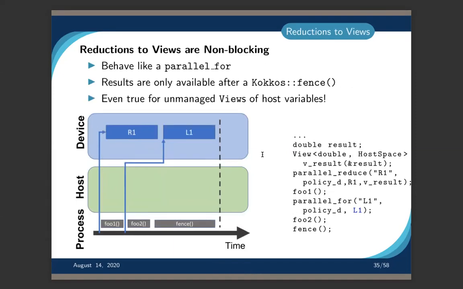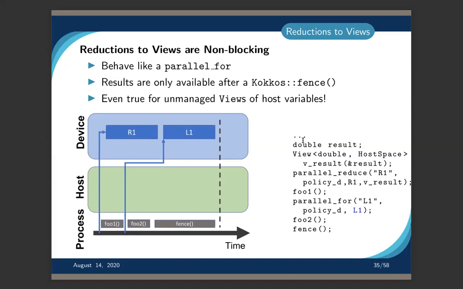Now, reductions to views, when you give a view as a final result, are semantically non-blocking. I have to admit, in some cases, we haven't implemented that correctly yet, even for GPUs, but for most cases, that is true. That means from a blocking perspective, we behave like parallel for, and it means that the results will only be available after you call a Kokkos fence. And this is even true for unmanaged views of host variables.